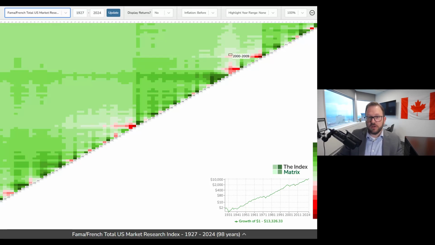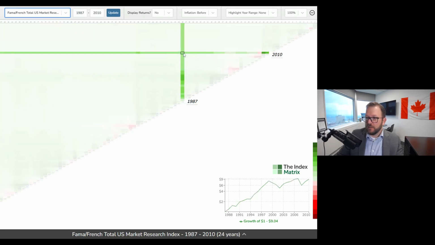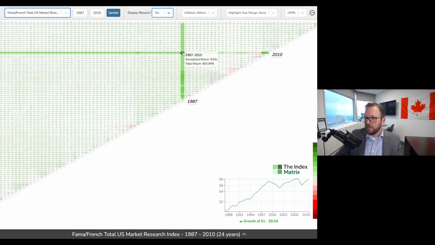What this chart does very well is when you mouse over and click any particular square, it'll tell you precisely what the market did over that time span, in this case from 1987 to 2010. The return over that particular time frame was 9.6% annually, and that's the US total market index. It's outlined here what index is being looked at.